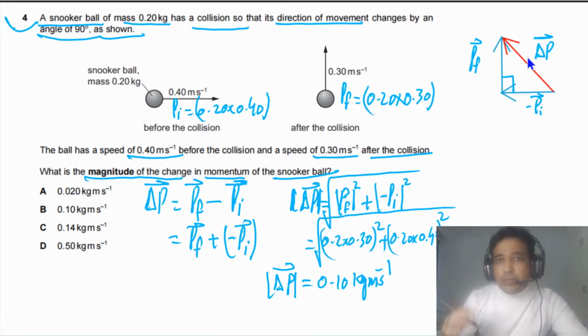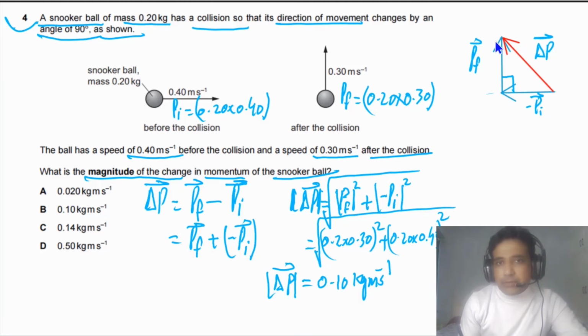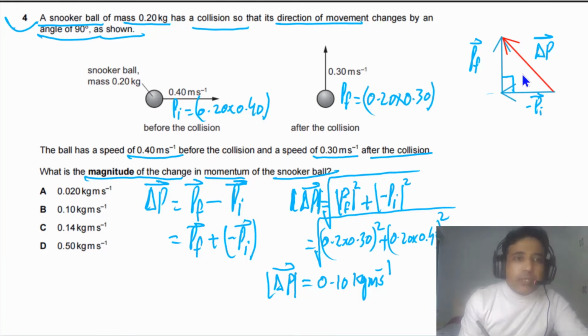Also the force is along the change in momentum. So the force has to be applied in this direction. So this is also the direction of the resultant force acting on this ball. So the answer for this question is B. Very nice question. So this is how you can figure it out.